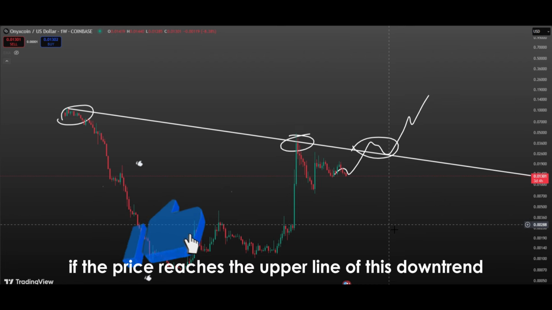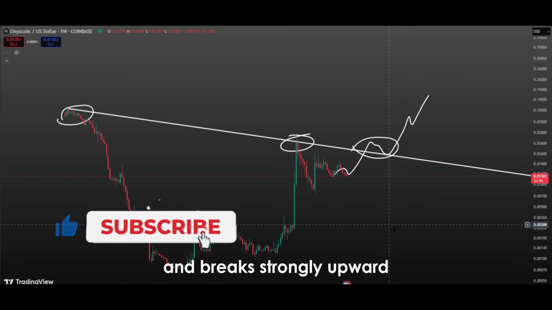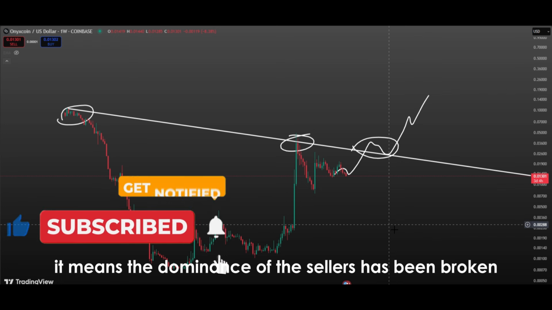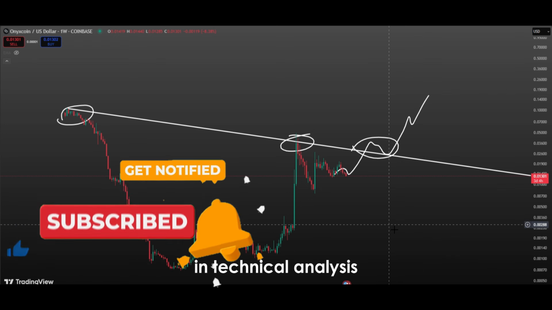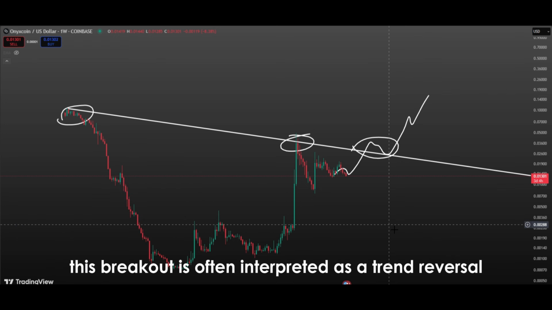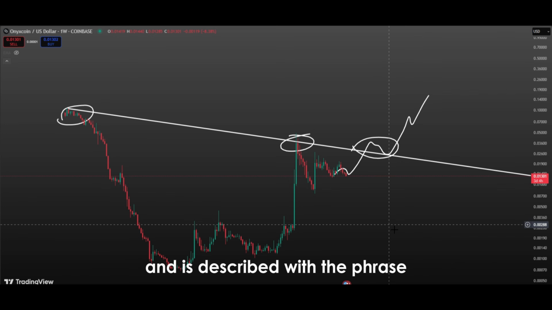If the price reaches the upper line of this downtrend and breaks strongly upward, it means the dominance of the sellers has been broken. In technical analysis, this breakout is often interpreted as a trend reversal and is described with the phrase, "the attacks begin."